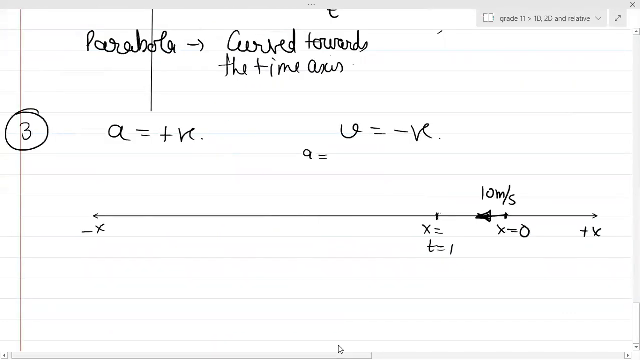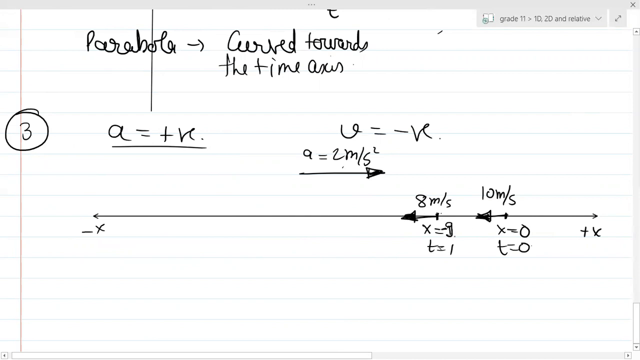Now, this is the case. At t equals 0 second, acceleration, let's say 2 meter per second square, but in this direction. Can you see acceleration is in the positive direction, but the velocity is in the negative direction? So basically, it is a retardation. Okay. x equals this will be -9 in this case.